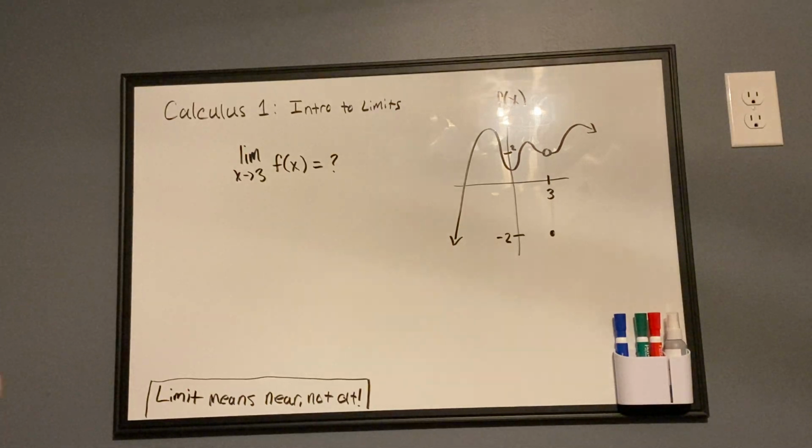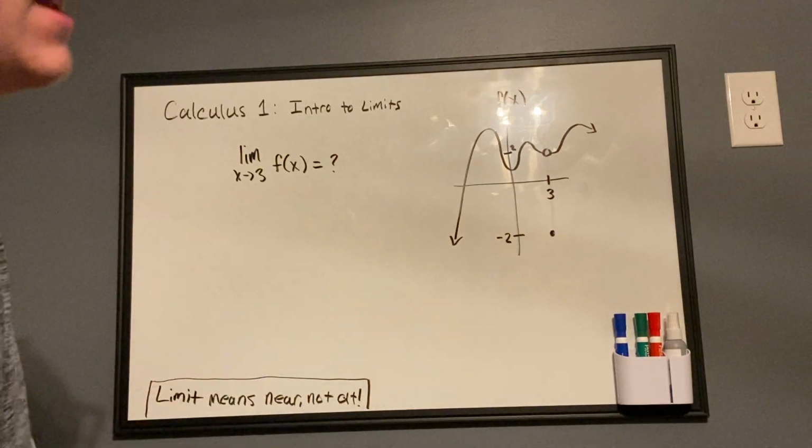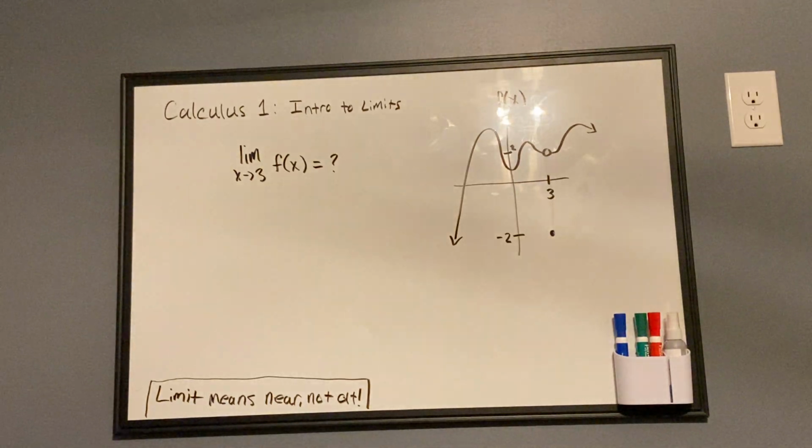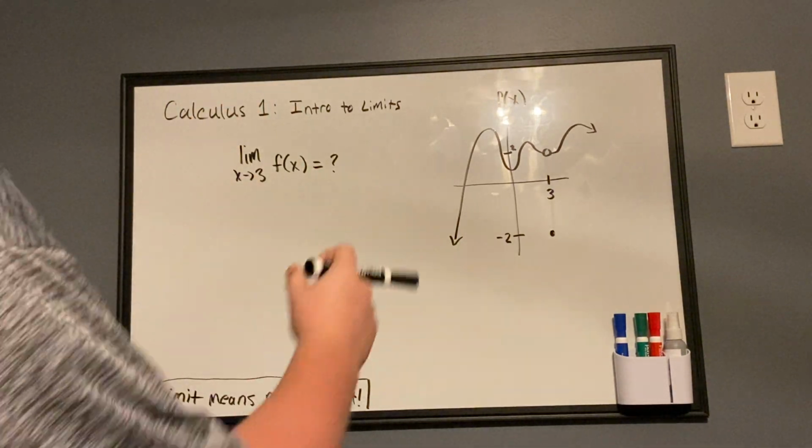You'll never actually get to the point. That's for algebra. In calculus, we're talking about getting closer and closer and closer. That's what this note down here means. It says limit means near, not at. So when you're evaluating a limit, you're not evaluating the exact function value, you're evaluating where the graph is getting closer and closer to. So let's take this function as an example.